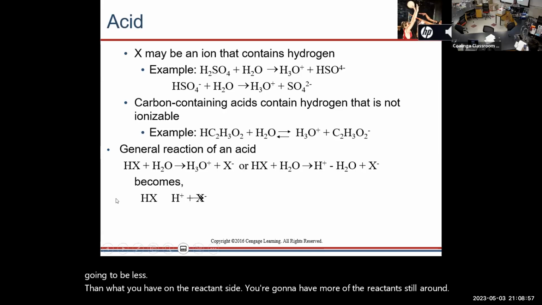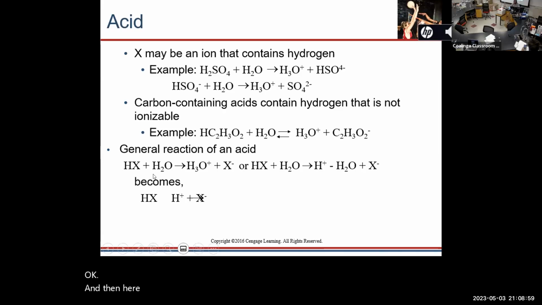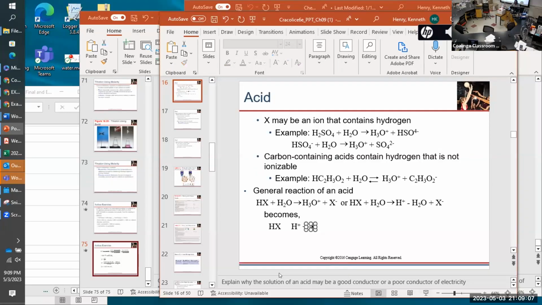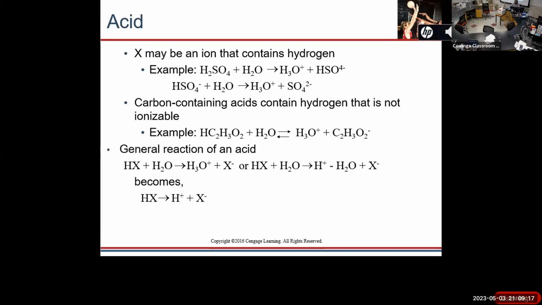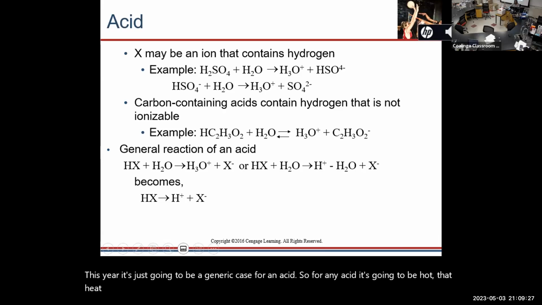Okay. And then here is generally how we describe an acid reaction, although my arrow kind of went haywire again. This here is just going to be a generic case for an acid. For any acid, it's going to be H, and that hydrogen defines that acid as an acid. And then the base, what we call the conjugate base.